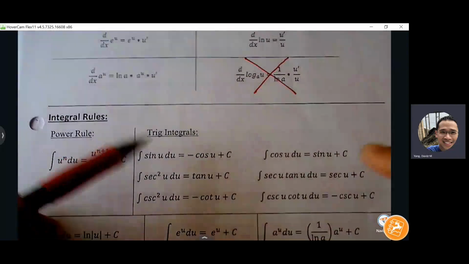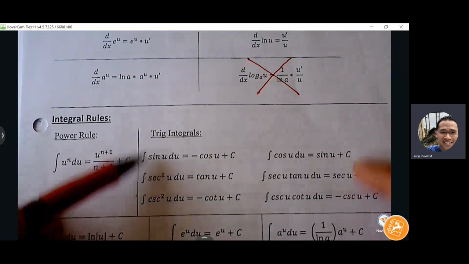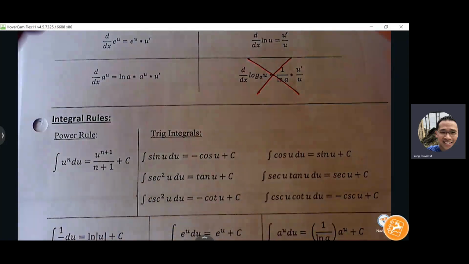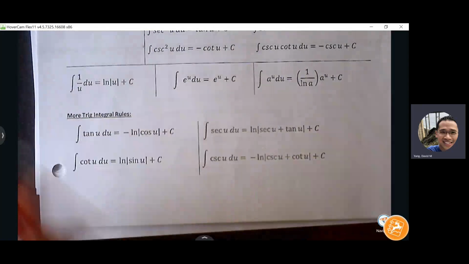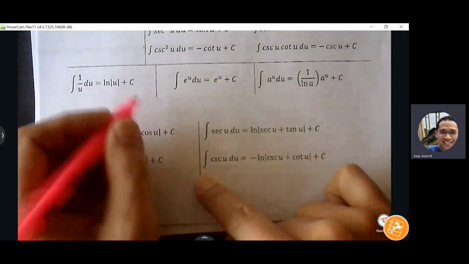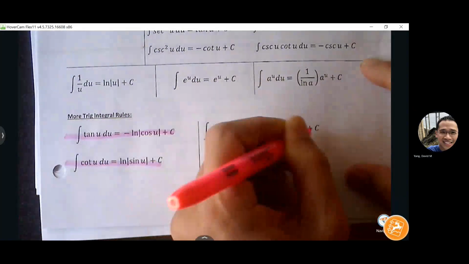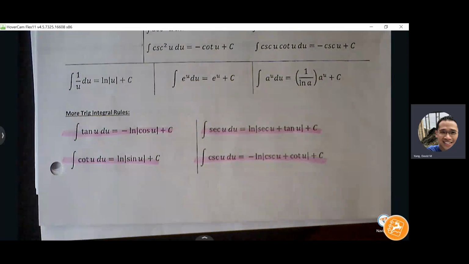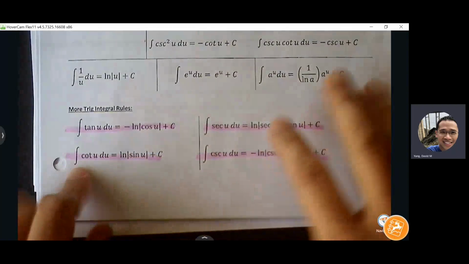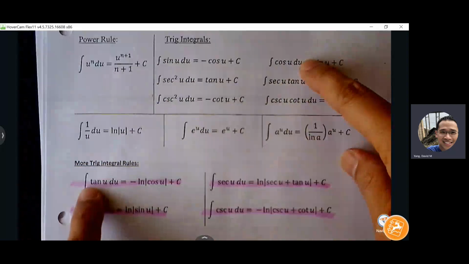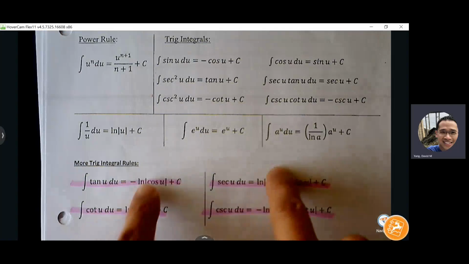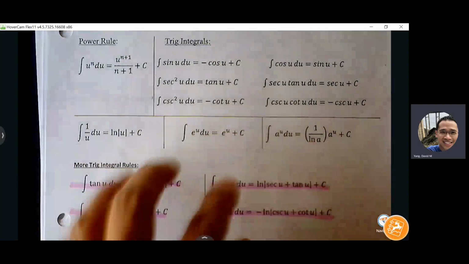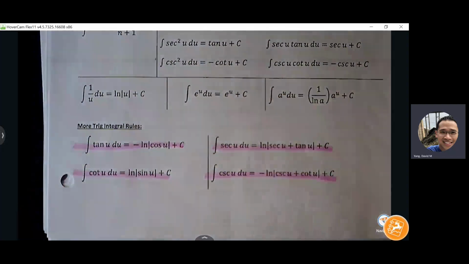We briefly talked about that there are 6 trig integrals that came from the 6 trig derivatives, but then there are 4 additional ones that involve natural log, and we need to be responsible for these as well. If you notice, these trig antiderivatives don't show up in our trig integrals. I don't have one for tangent or secant or cotangent or cosecant, okay? But they all involve natural log. So that's why they're grouped together in this log and exponentials unit.